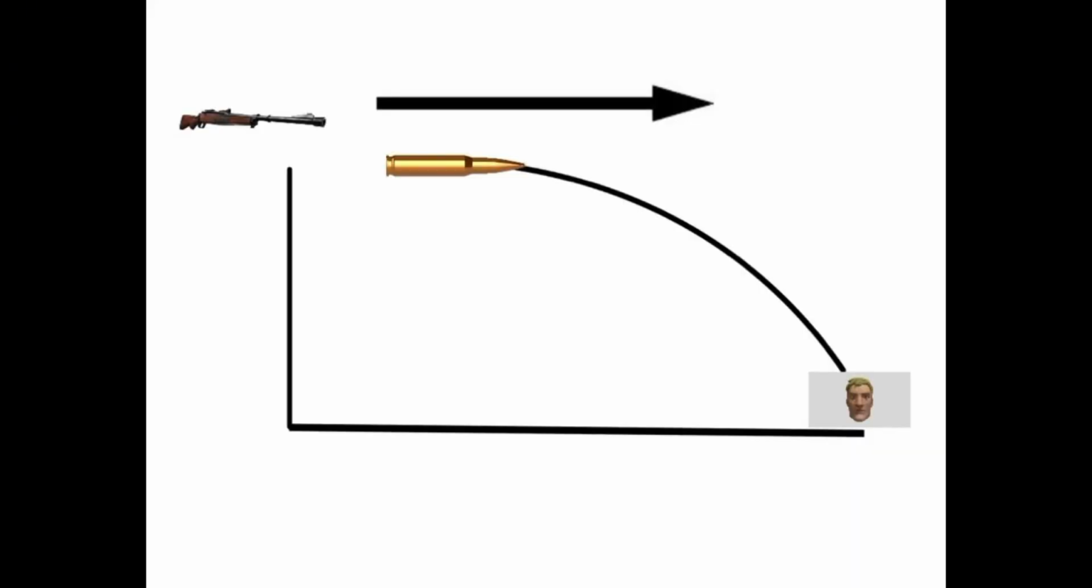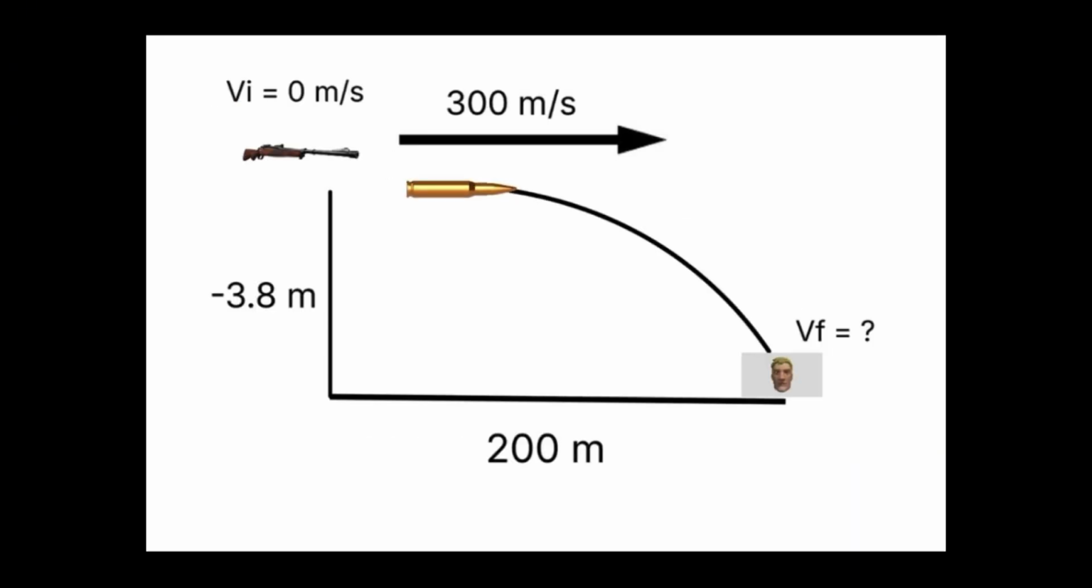Let's put this information into a more simple diagram. We'll include our delta y, which is negative 3.8 meters, our delta x, which is 200 meters, and our vx, which is 300 meters per second. Our goal is to find the final velocity, so we should make a chart to organize our variables.